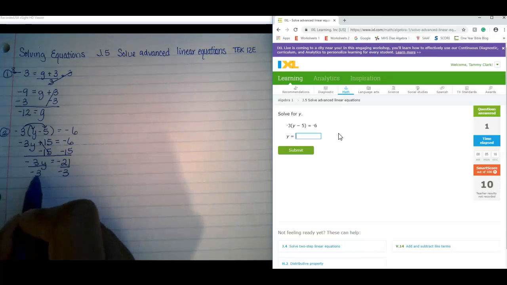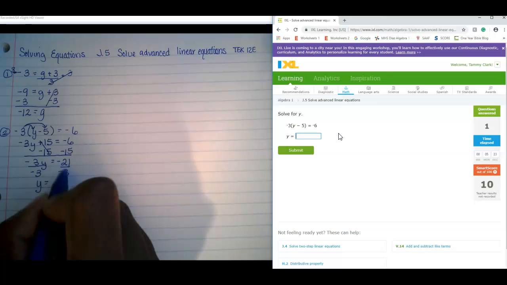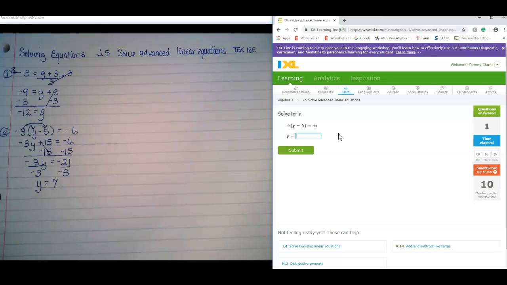-3 divided by -3 is positive 1. So -3y divided by -3 is positive y. -21 divided by -3 is positive 7.